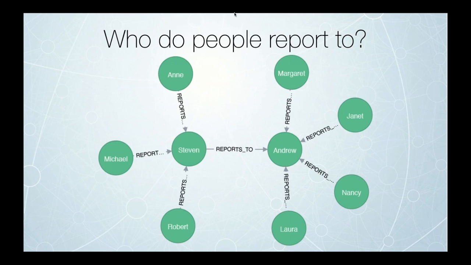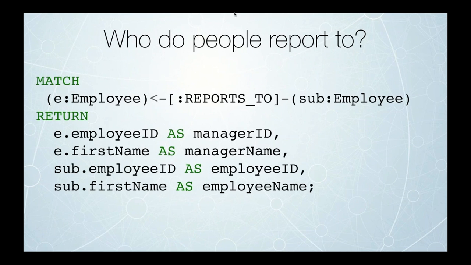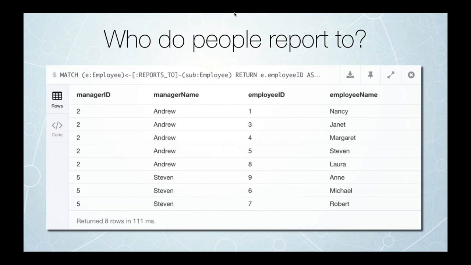Now, visually, this graph is actually quite easy to read to see how people report. There appear to be two managers in the organization, and Stephen is a manager who reports to Andrew and has a number of reports in addition to Andrew's direct reports. Now, we can also adapt our query to return the properties directly instead of returning the nodes and the relationships. And in this case, we can get our data back out as a table.